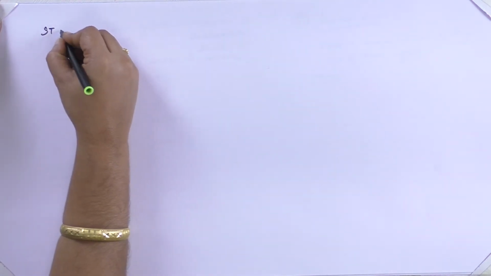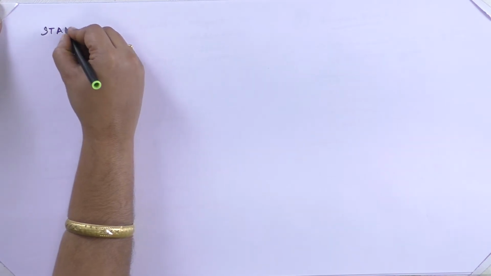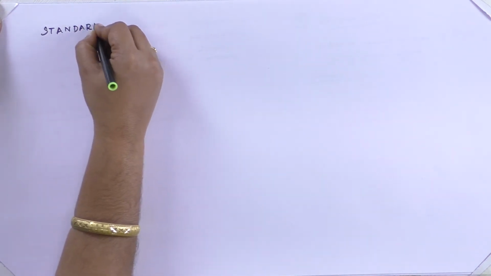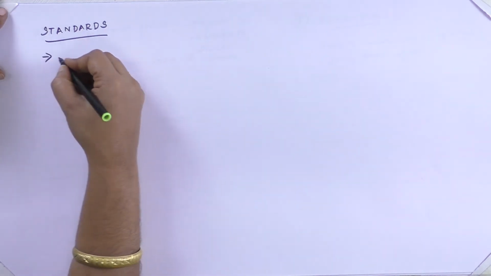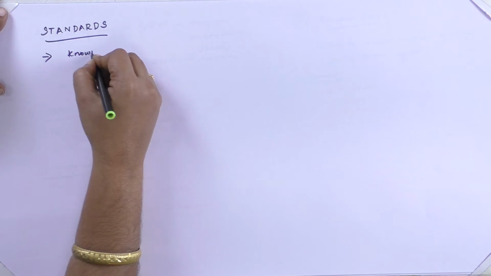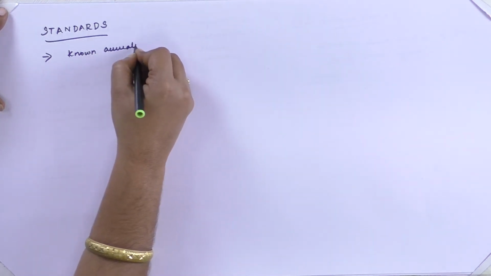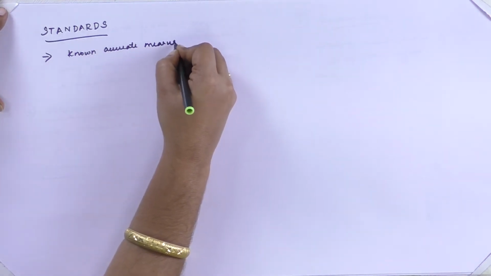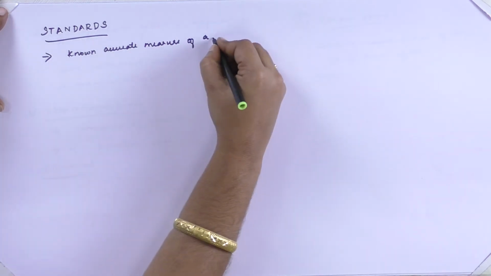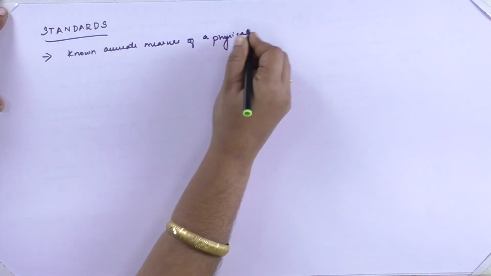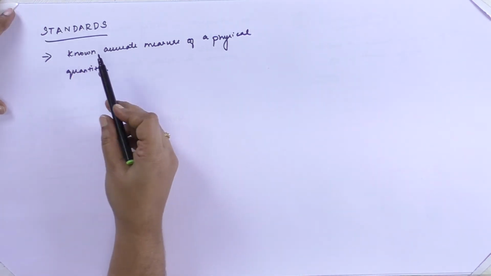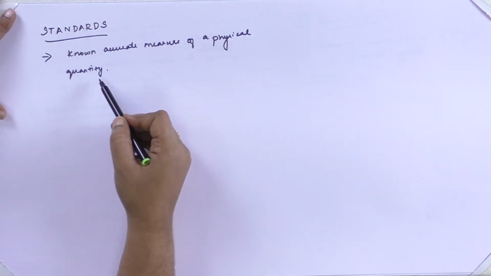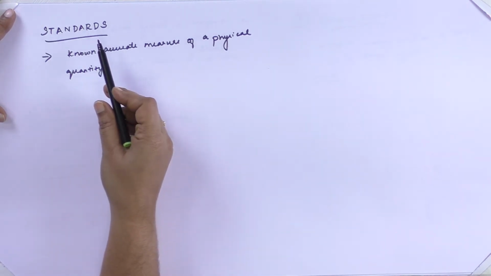Next, we are going to see what is a standard and what are all the types of standards used for measurement. So, we can define a standard as a known, accurate measure of a physical quantity. So, a standard means a known accurate measure of a physical quantity.